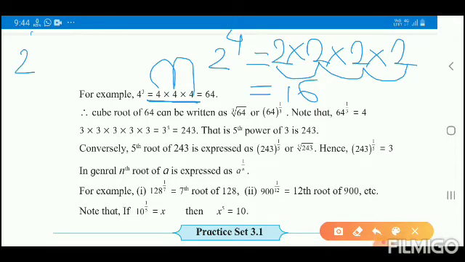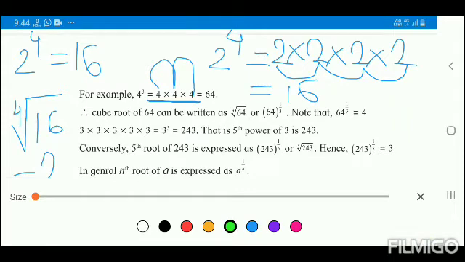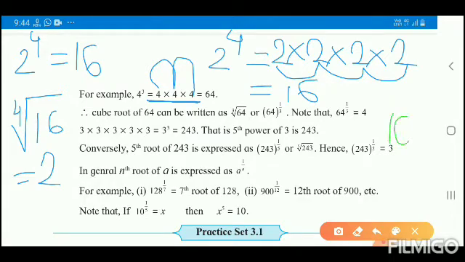Means here you will get 2 raised to 4 is equal to 16. Okay. Now here they have given another example. In a radical sum, I can write this number as the 4th root of 16, and the answer will come 2. I can write this as 16 raised to 1 upon 4, and the answer will come 2. Okay, these both are equal.